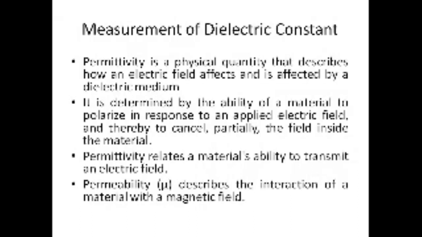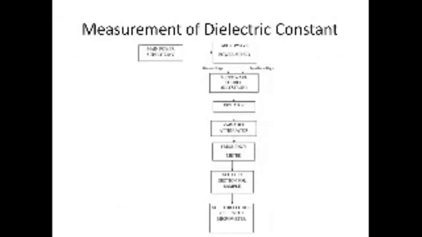The next term used in the dielectric constant is permeability, which is described as mu. It is the interaction of the material with the magnetic field. So basically, the permittivity is the interaction of the material with the electric field. Permeability is the interaction of the material with the magnetic field.